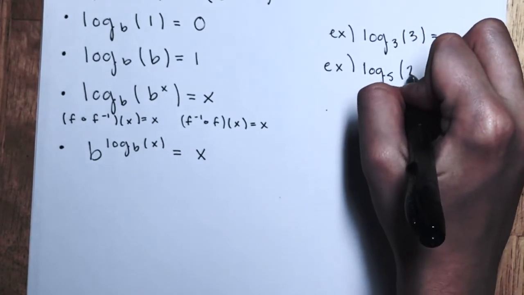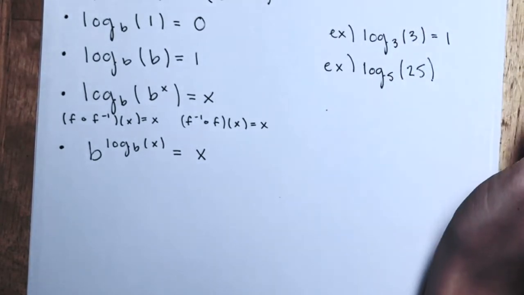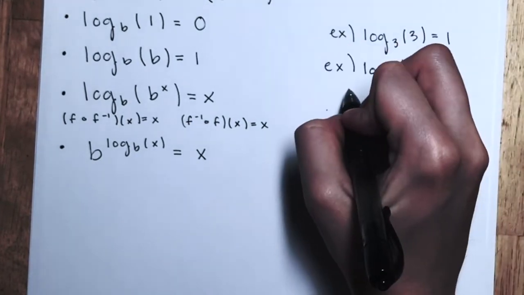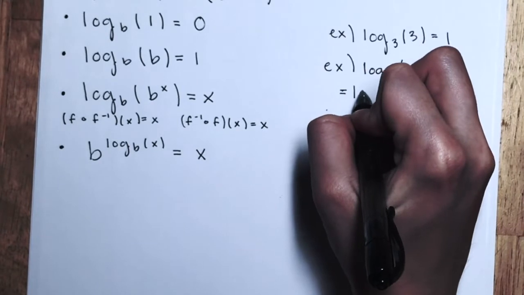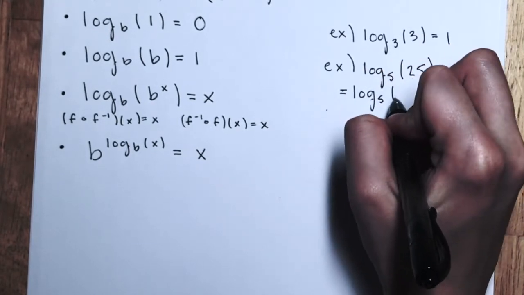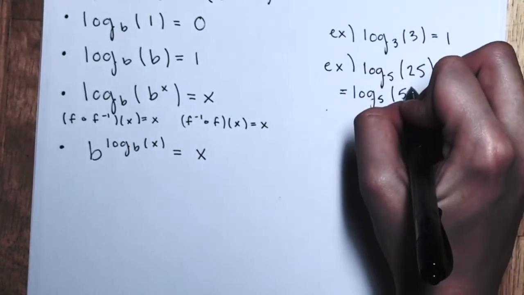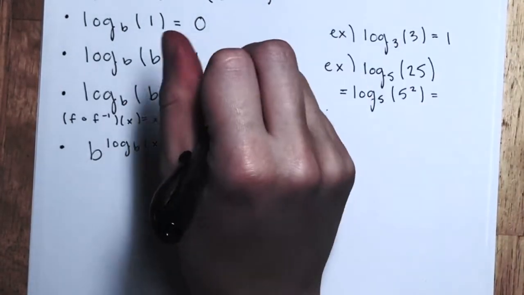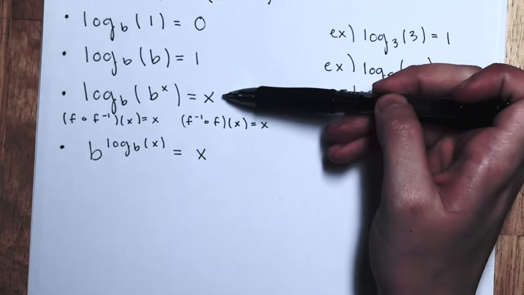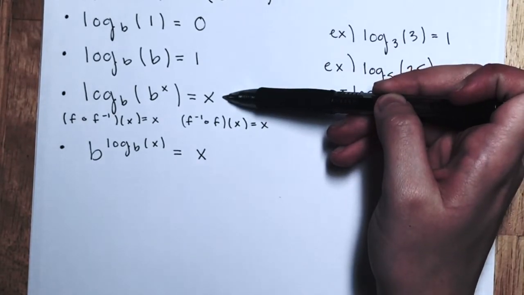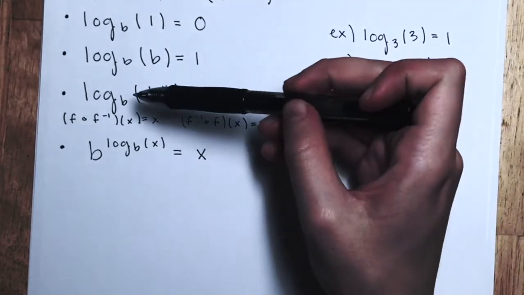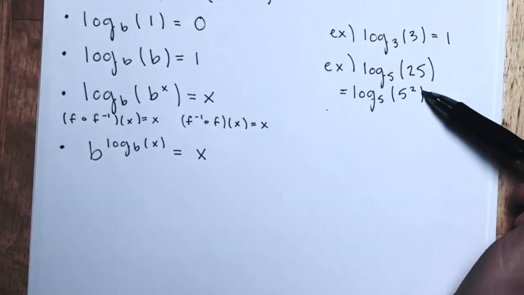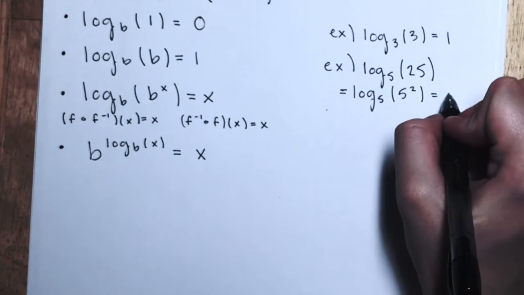Log base 5 of 25. Well, of course, we know that 25 is 5 squared. Now looking at our rules over here, we can look at this third rule, and we see we've got this same structure and our x value is 2, and that means we're going to be equal to 2.